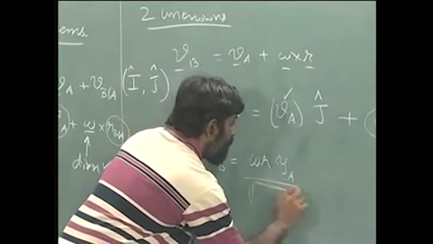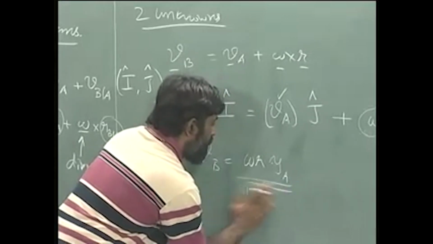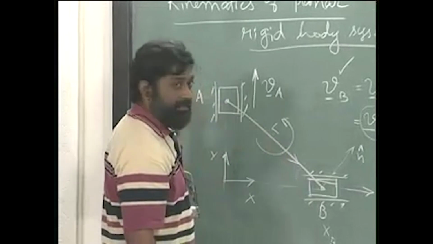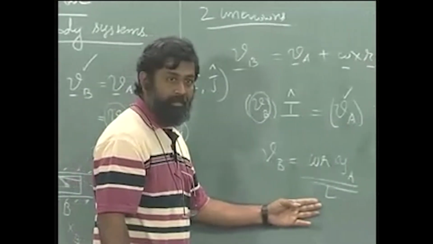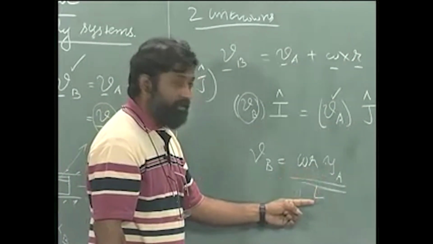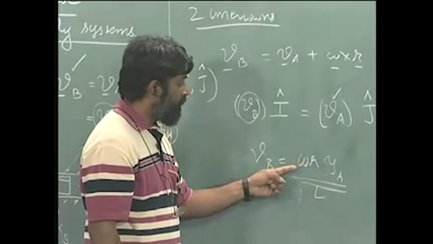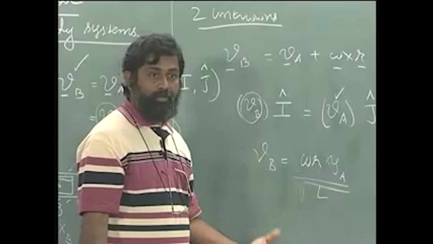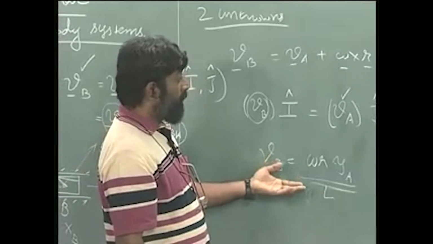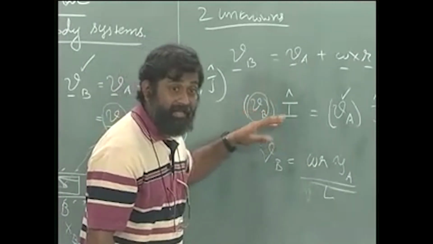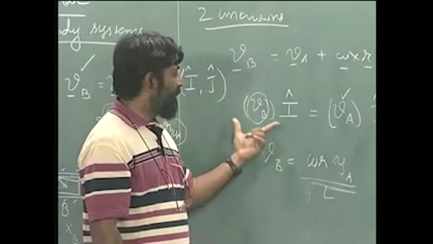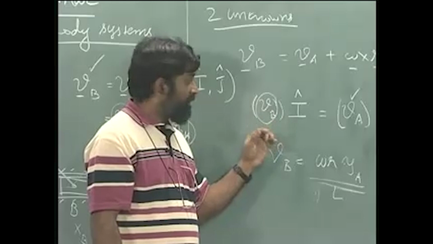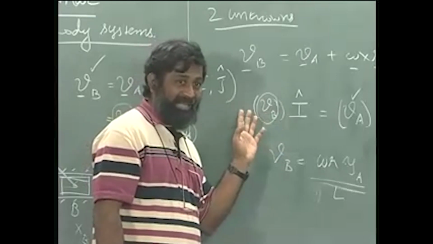divided by root of, or let me just call this as L, okay. The total length is L, alright. Now Ya is known, L is known, R is known, Vb in terms of omega is what we have here. But on the other hand, if I had taken the other equation, remember J component is missing over here, which means I will be devoid of B.